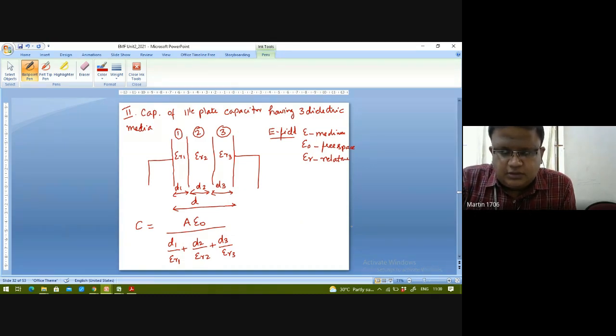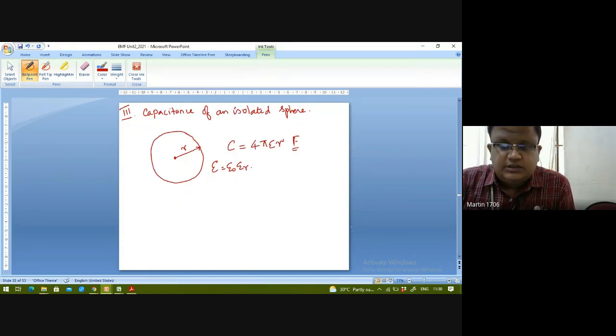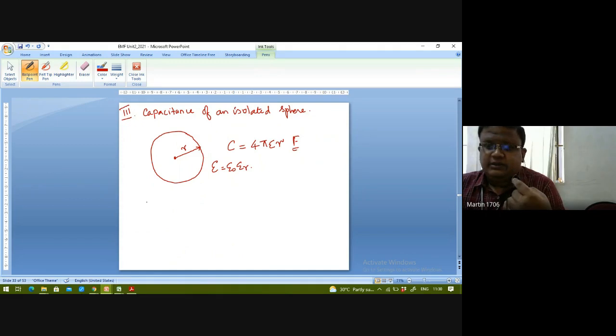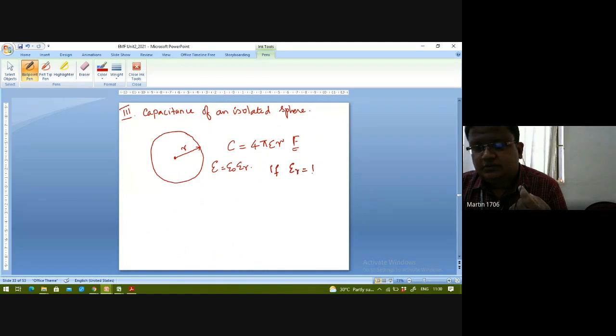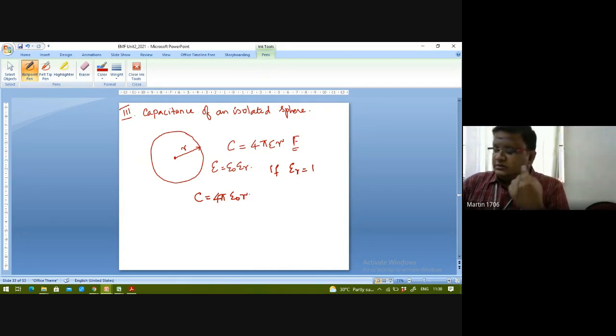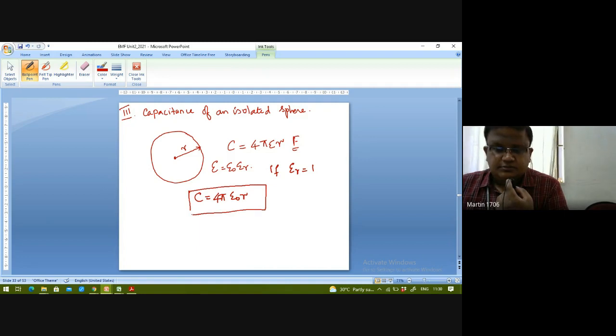If you simplify this, epsilon R1, epsilon R2, epsilon R3 come to the numerator. If I consider the relative permeability of air, the value is 1 only. If you substitute into the above expression, C equals 4 pi epsilon naught into R. So this is the formula for this given geometry.